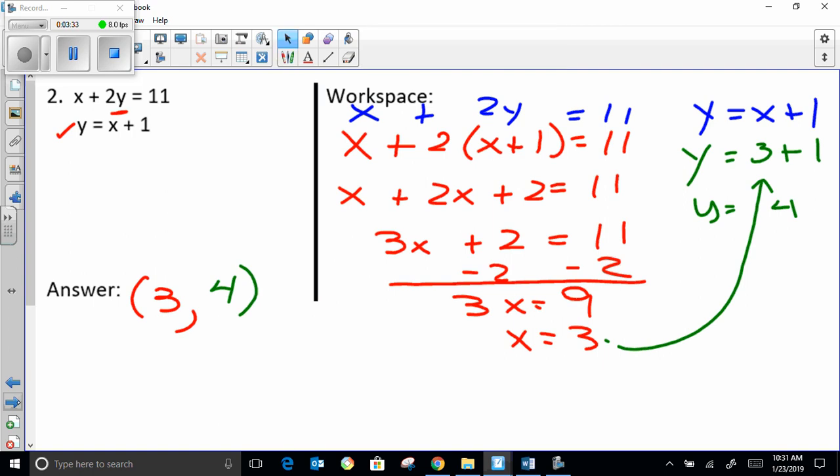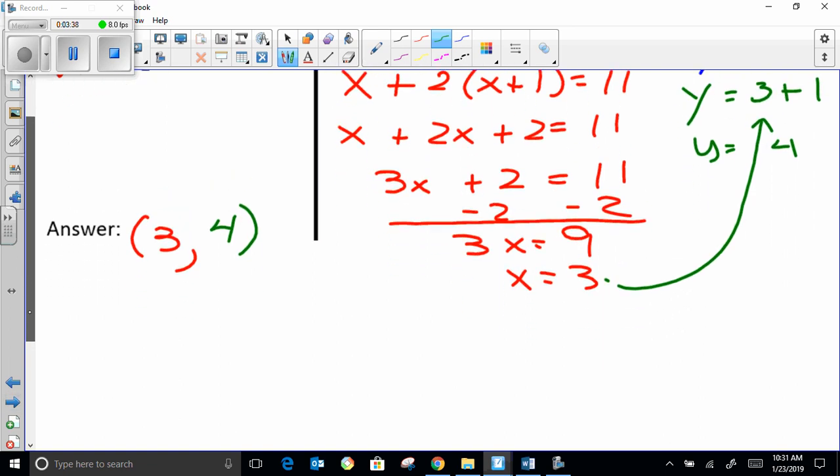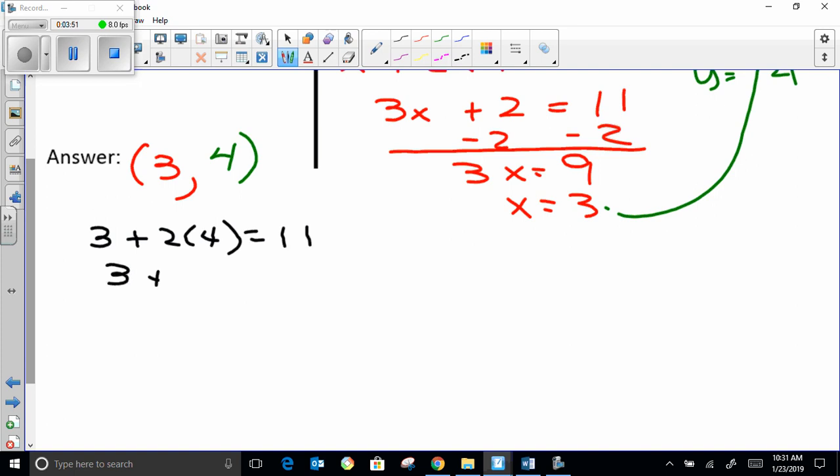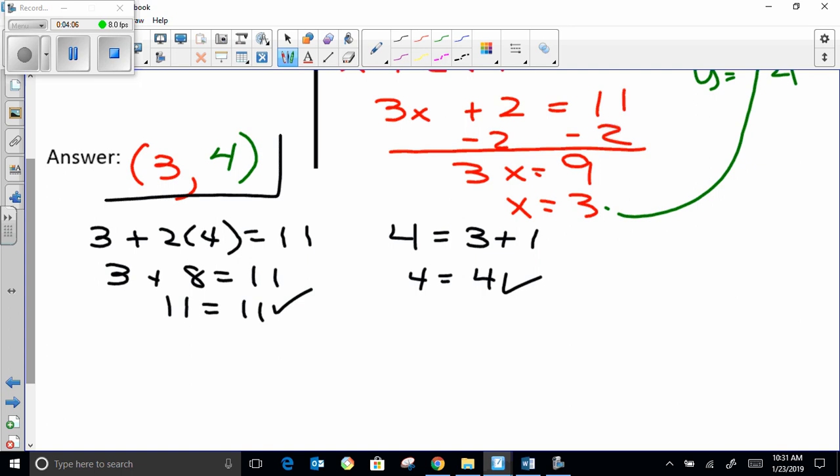Again, take the time to check your answer. Substitute your ordered pair into both equations to make sure your answer is correct. So on my check, I would have 3 plus 2 times 4 is equal to 11. 3 plus 8 is equal to 11. 11 is equal to 11. Check the other one. I would have 4 is equal to 3 plus 1. 4 is equal to 4. Making 3, 4 my solution.